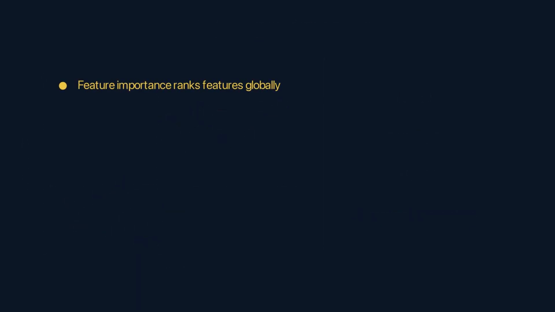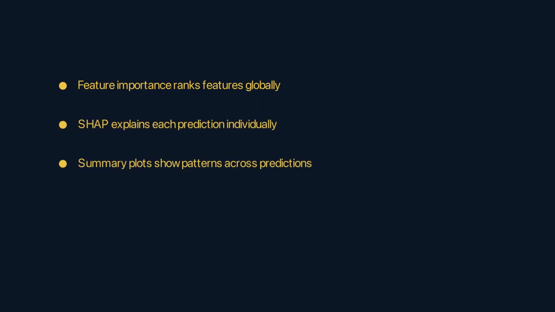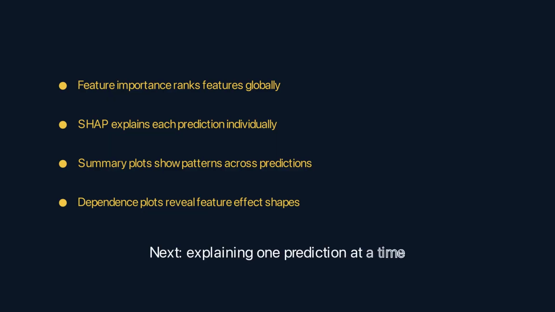Feature importance ranks features globally. SHAP values explain each prediction individually. Summary plots show patterns across all predictions. Dependence plots reveal the shape of feature effects. Next, explaining one prediction at a time.